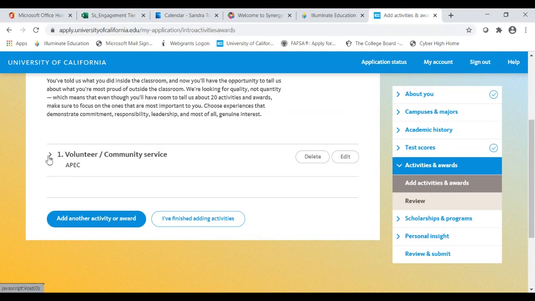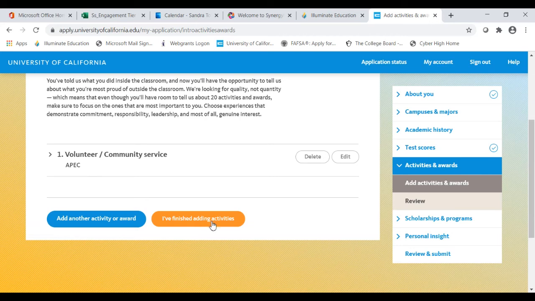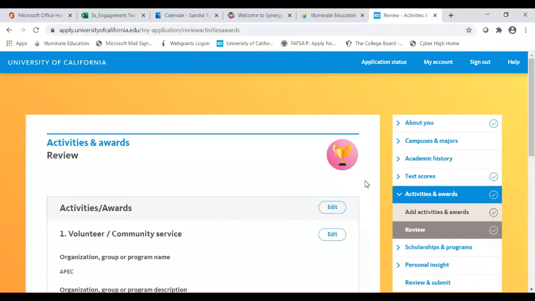Again, this is where you list. There's up to 20, I believe, that you could add. Again, we want you to add everything that you've been involved in, and this is since 9th grade, guys. So everything in the last 4 years, please add it here, with detail. And I'm going to move on.